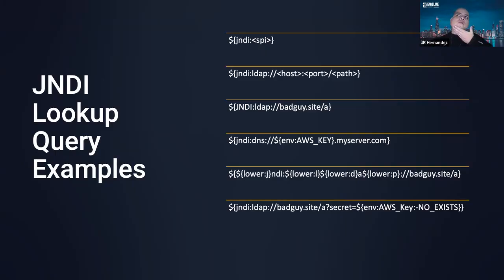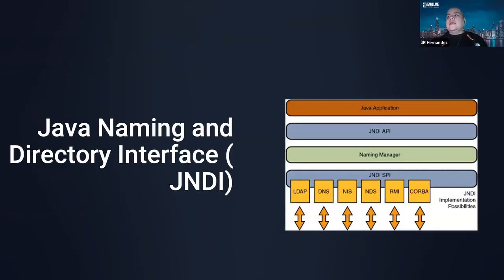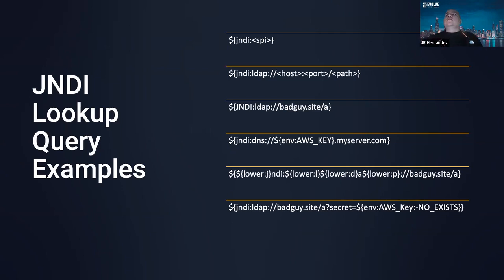In order for you to do a JNDI query, as we saw on the logs, you need the $ and open curly brackets, and then the lookup that you want to do, and then the SPI, the service provider interface, which is LDAP, DNS, NIS, NDS, RMI, and CORBA. The second example, we're just growing these examples to be a little clearer. You have JNDI, LDAP, and then a location for the LDAP server that you want to pull this object or this information from. So where do you want to look this up from?